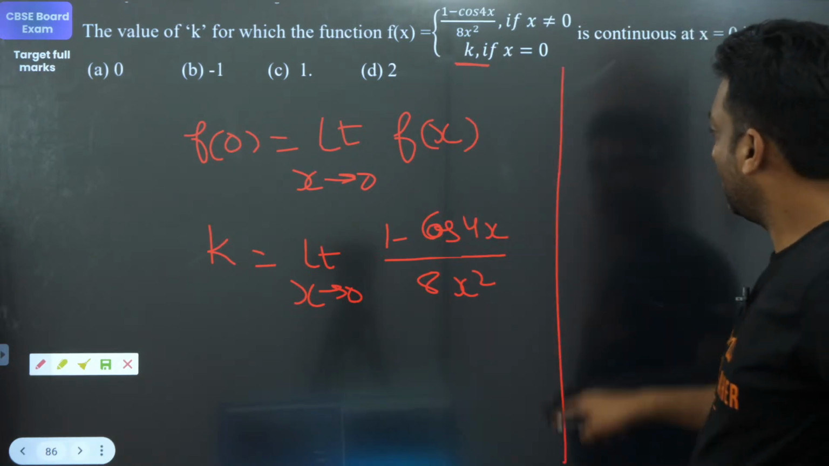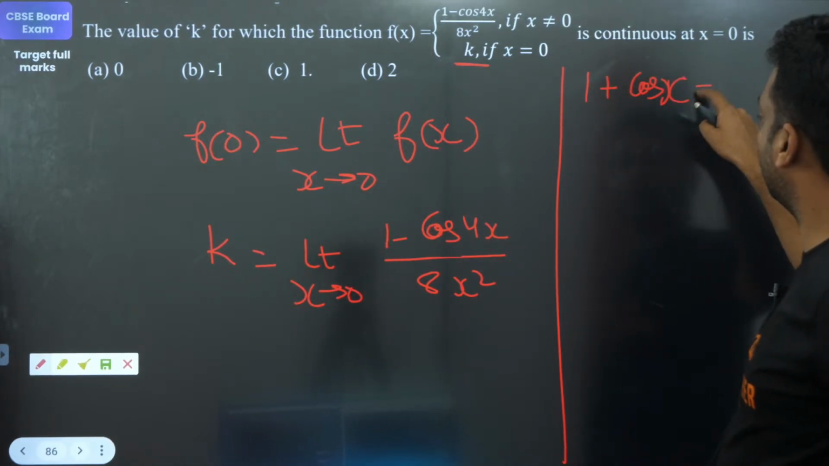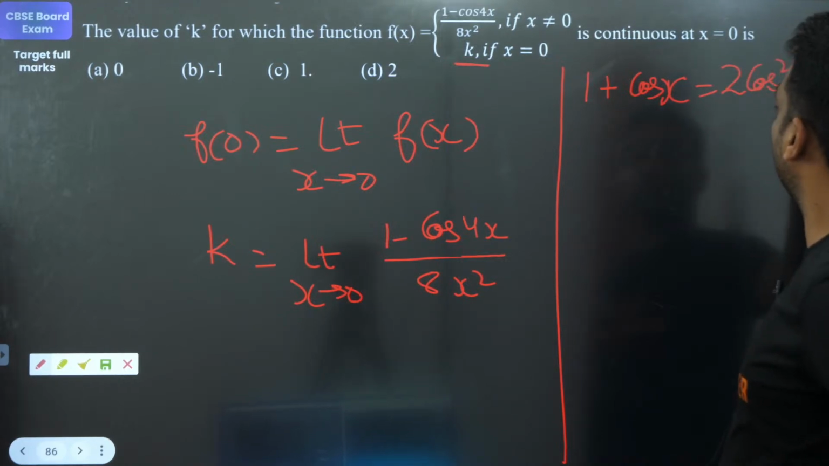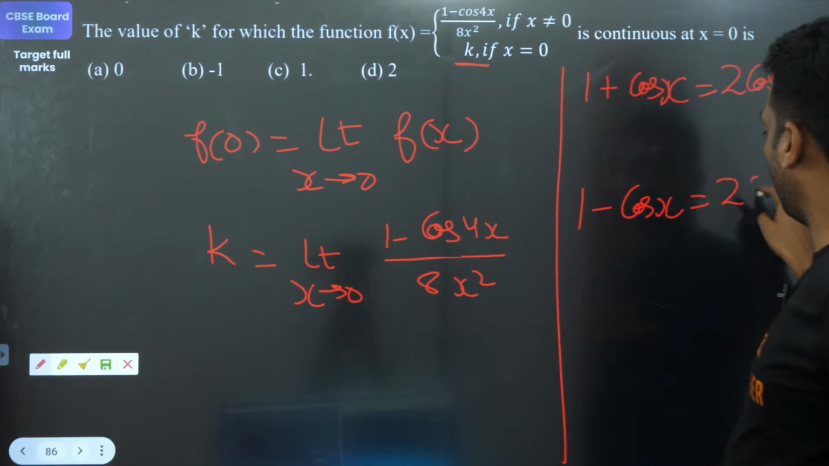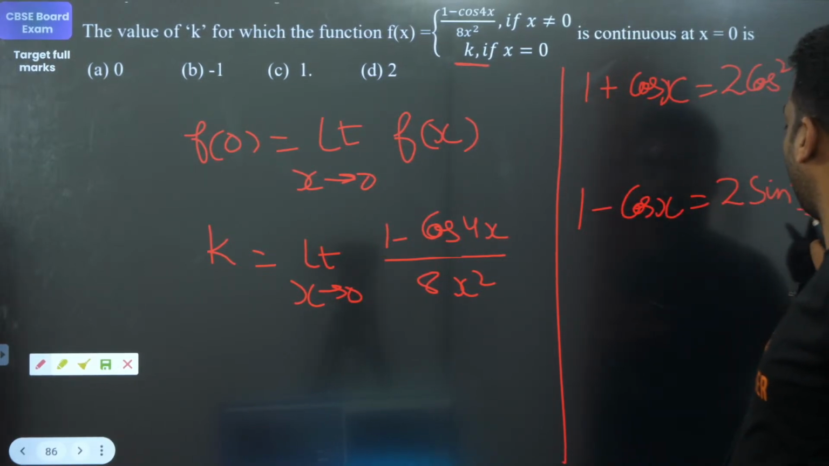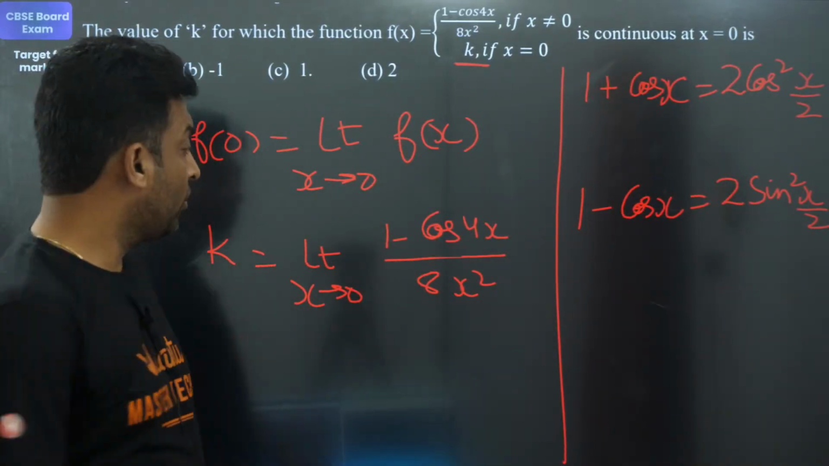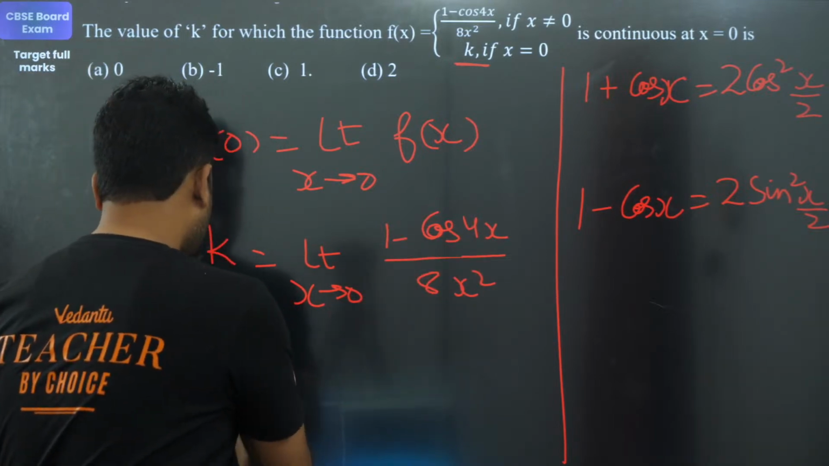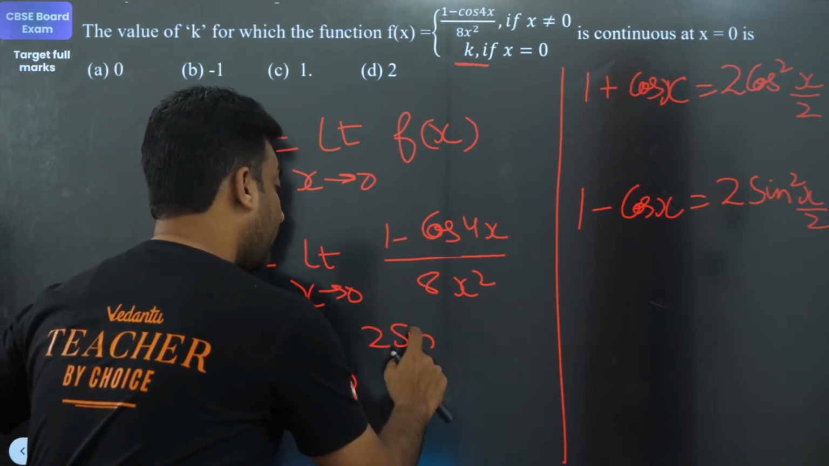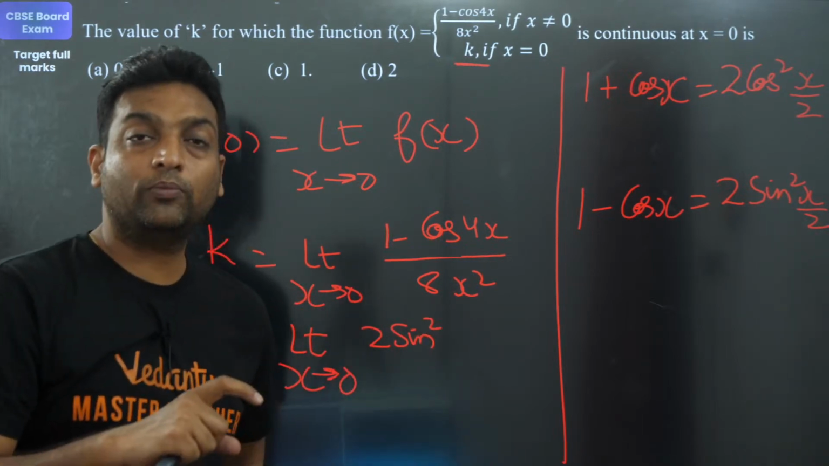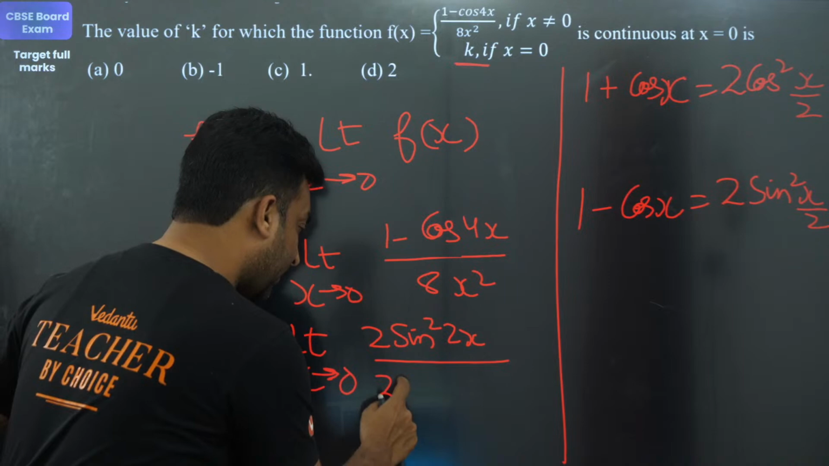Okay. So these are two formulae which are very important. 1 plus cos x equals 2 cos square x by 2. 1 minus cos x equals 2 sin square x by 2. Super important formula. Don't forget this formula. So 1 minus cos of 4x will be 2 sin square 4x by 2, means 2x. 2 sin square 2x. And let's write the denominator like 2 into 4x square.